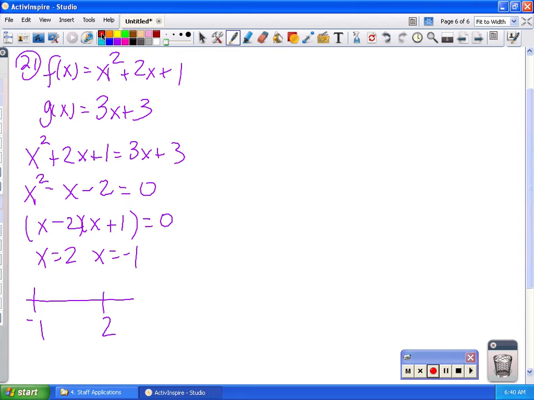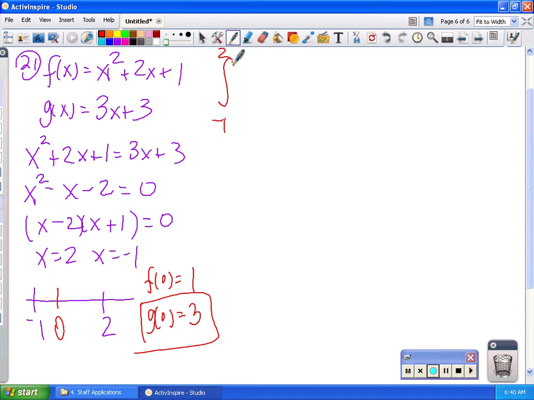So I'm going to choose 0 in between to evaluate. f of 0 gives me 1. g of 0 gives me 3. So I know that the g function is on top and the f function is on the bottom. So I'm going to set my integral. I'm going to collect area from negative 1 to 2. The top function, as we said, is the g function, or the linear function, 3x plus 3. The bottom function is the parabola, x squared plus 2x plus 1. A graph will confirm this.